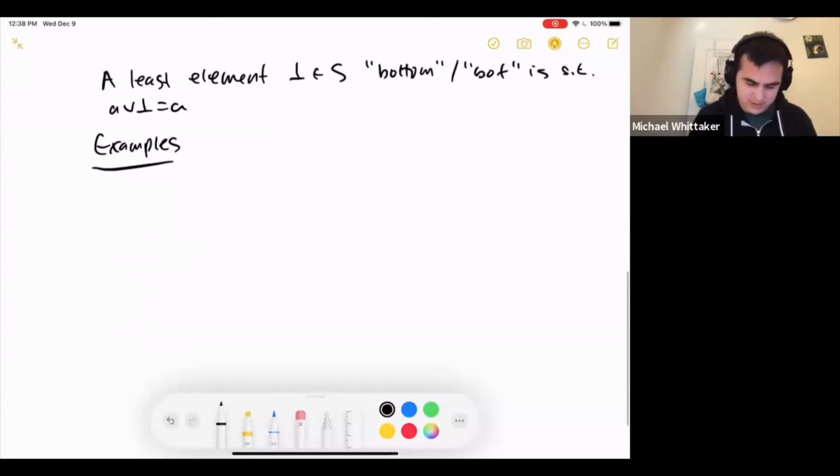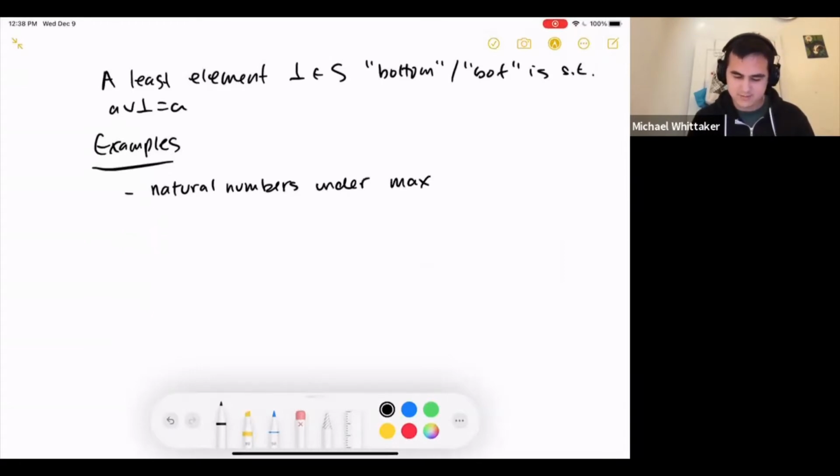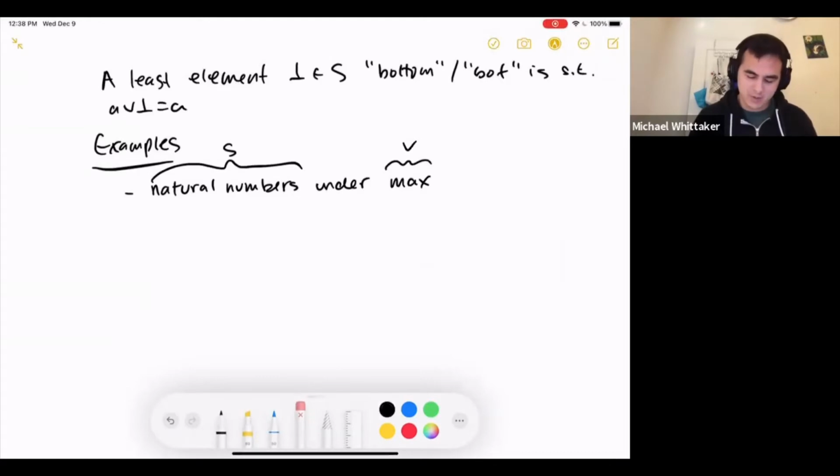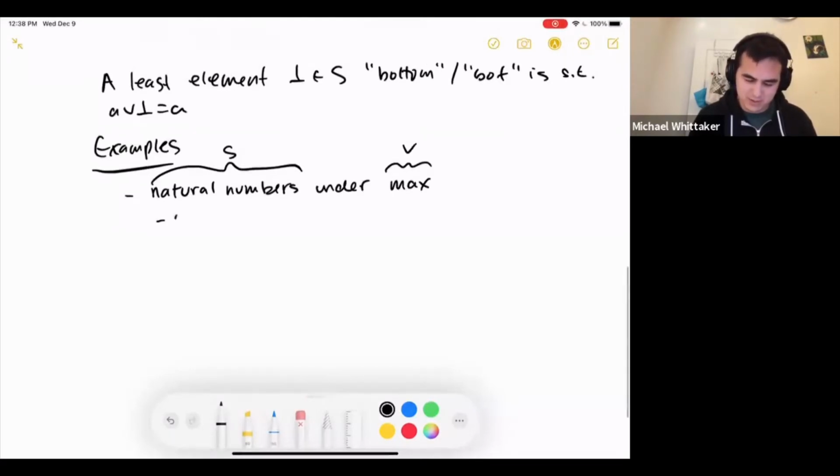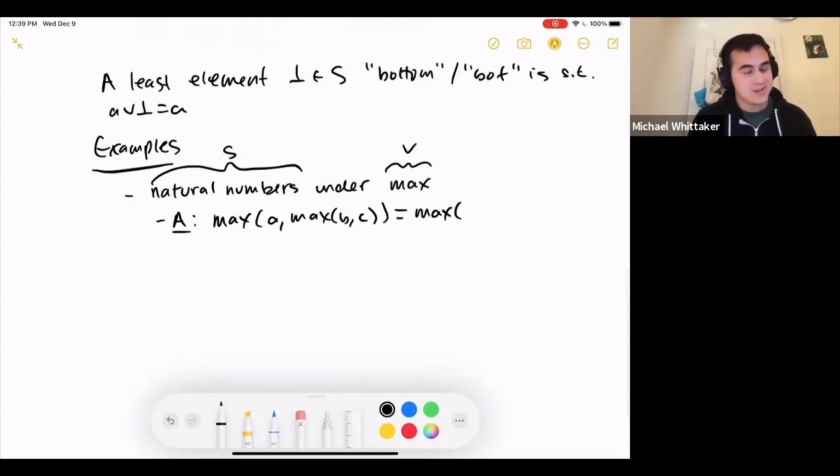The simplest example is probably natural numbers under max. What I mean is that the set S is a set of natural numbers, and max is the join operator. And we can quickly convince ourselves that it's associative, commutative, and idempotent. Associative essentially means that if I take the max of any number A with the max of B and C, that's going to be the same as if I do the max of A and B and then C. Hopefully it's obvious that's true.